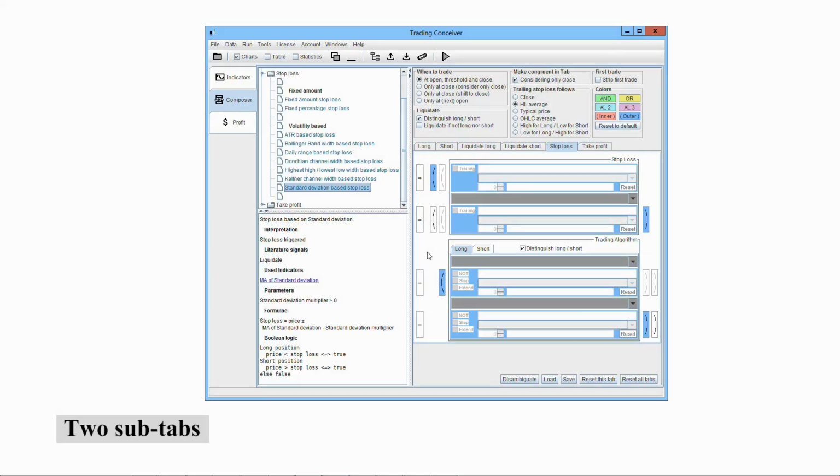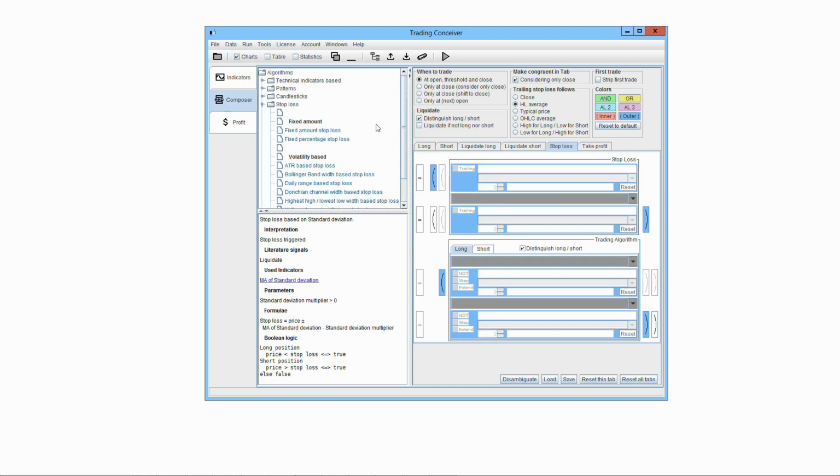As already described in previous chapters of the manual, the stop loss tab is slightly different from the first four. The tab is further divided into two sections, the top one called stop loss and the bottom one called trading algorithm. Each section contains two slots. Only the first two slots are dedicated to stop loss algorithms themselves. The two at the bottom are for standard trading algorithms, that is, the ones found in the following branches of the tree: technical indicators based, patterns, candlesticks.